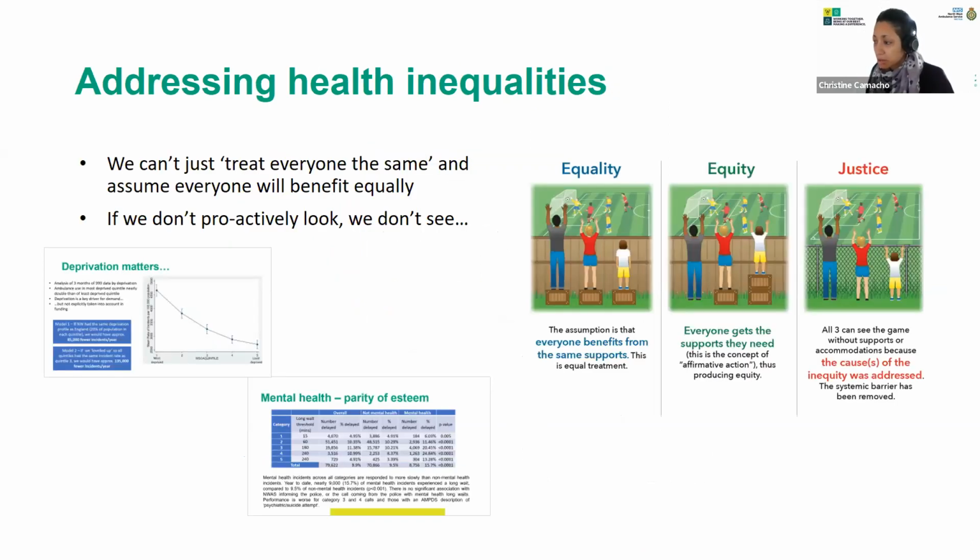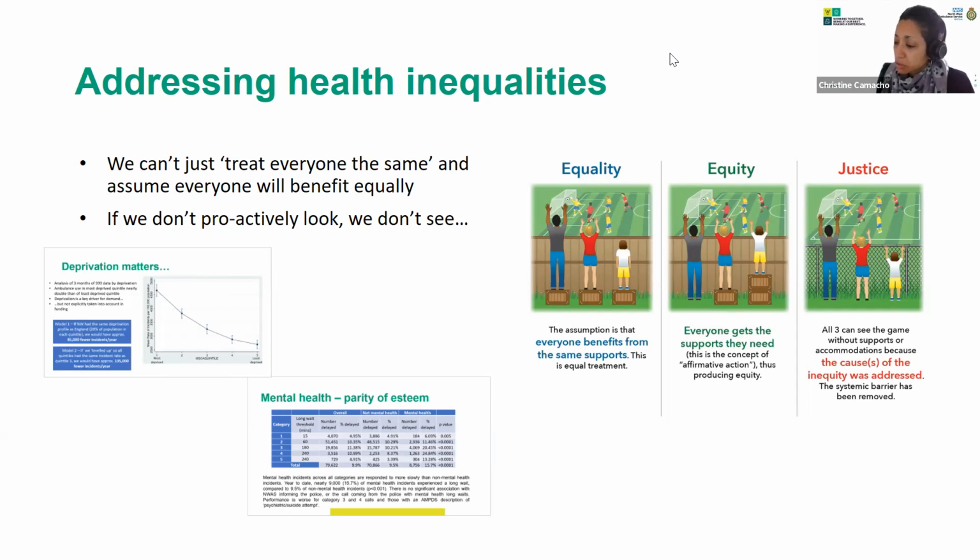So we can't just treat everyone the same and assume that everyone will benefit equally. I was having a conversation a few months back with someone in our organisation about ethnicity data. This is a conversation I have quite regularly, because whenever I've tried to use the ethnicity data that's collected in our 999 service, it hasn't been possible because so much of it has been missing. So I was talking about what we can do to try and improve this data.